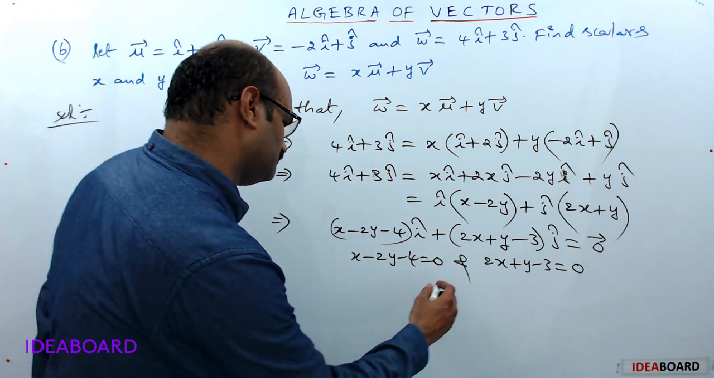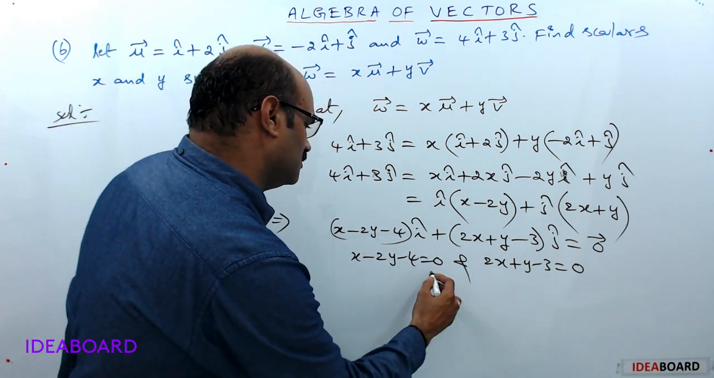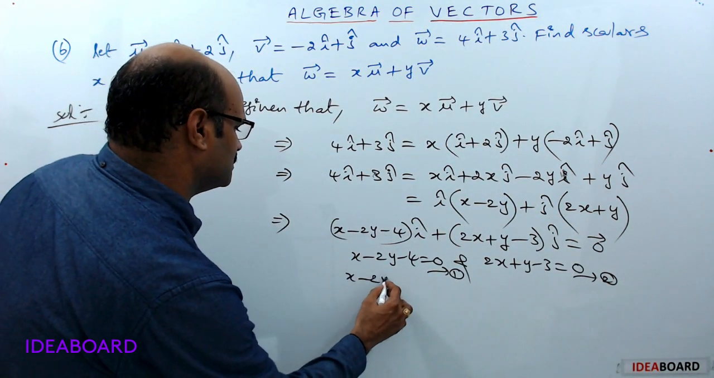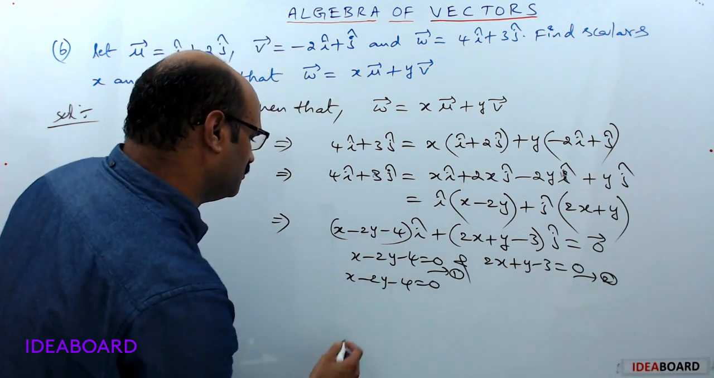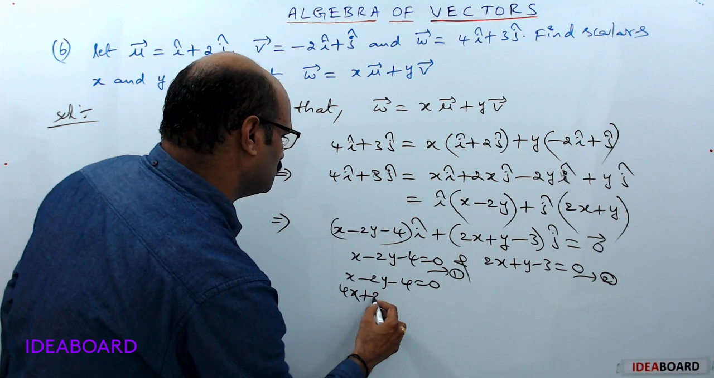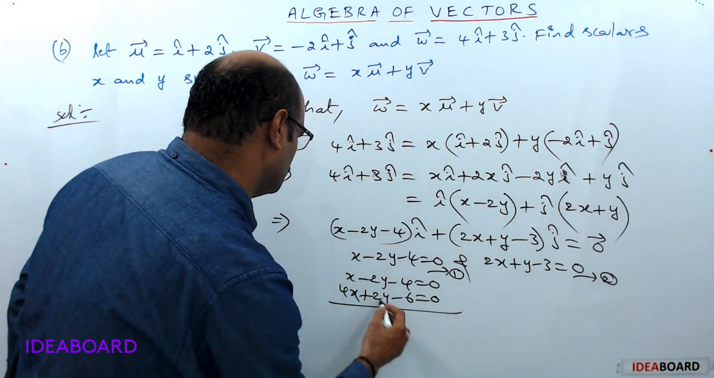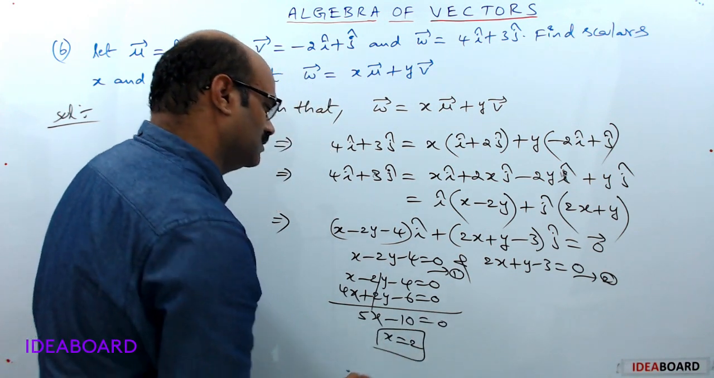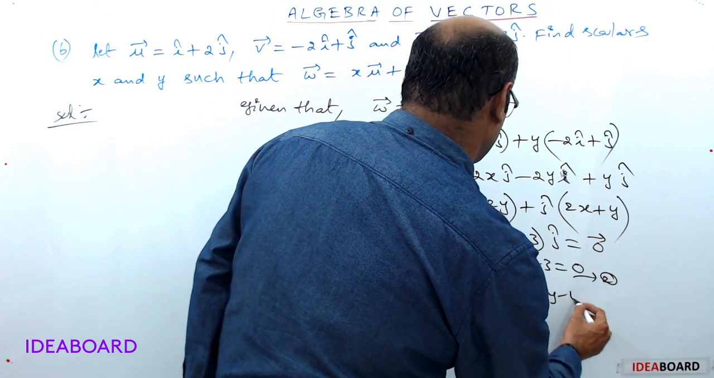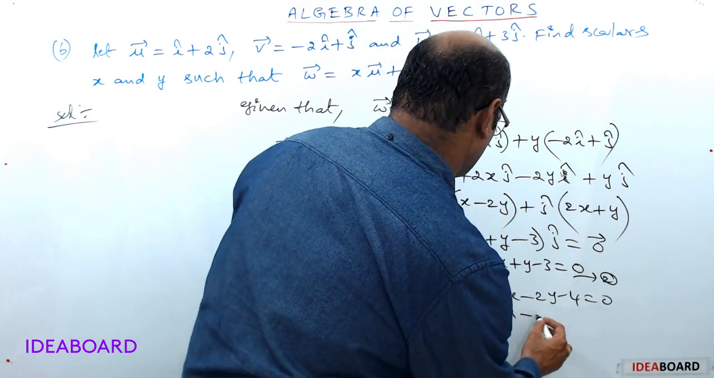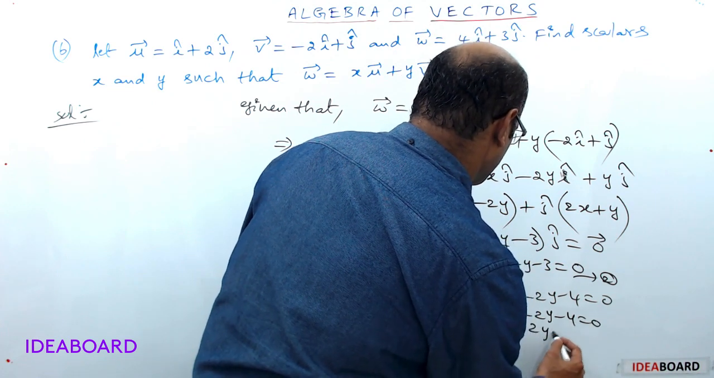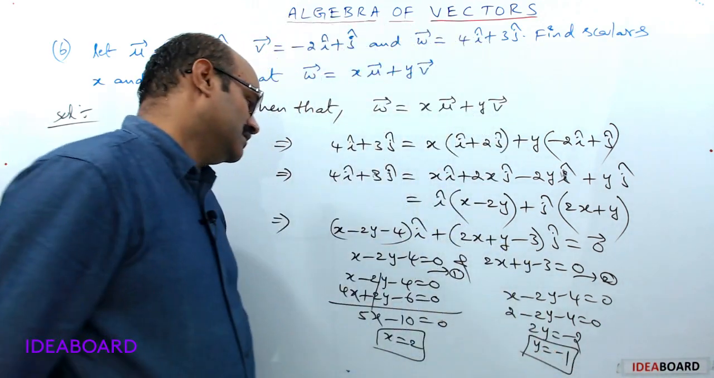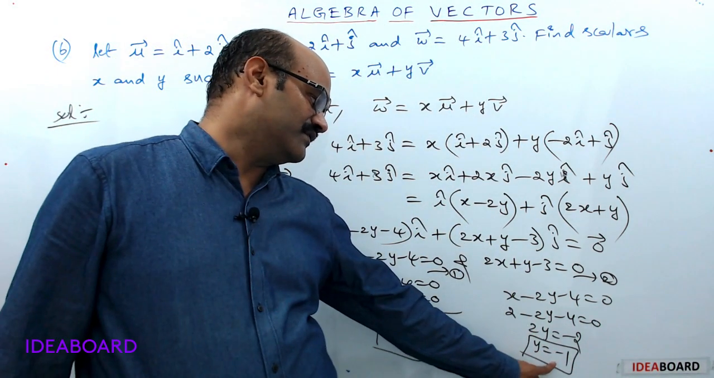Now here, equation 1, equation 2. x minus 2y minus 4 equal to 0. Multiply equation 2 by 2: 4x plus 2y minus 6 equal to 0. So 5x minus 10 equal to 0, x equal to 2. In x minus 2y minus 4 equal to 0, x equal to 2, so 2y equal to minus 2. y equal to minus 1. Therefore, the values of x and y are 2 and minus 1 respectively.